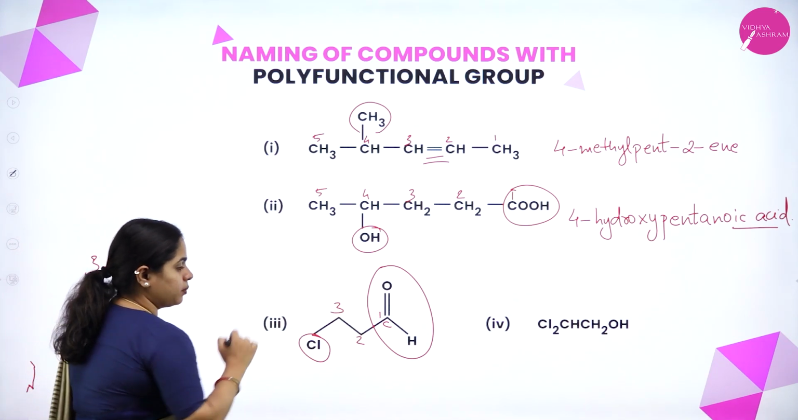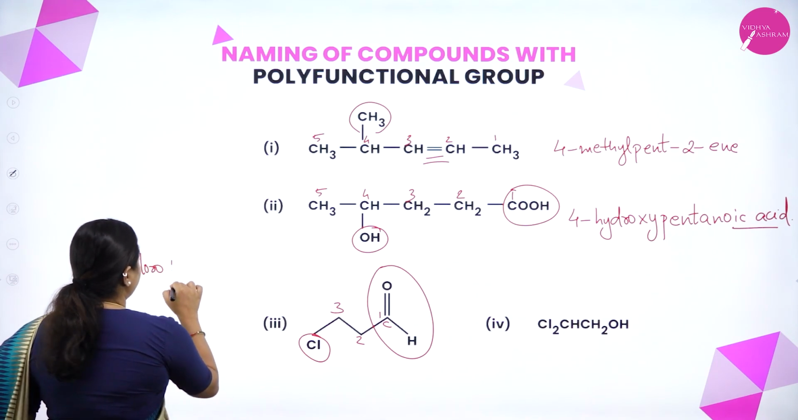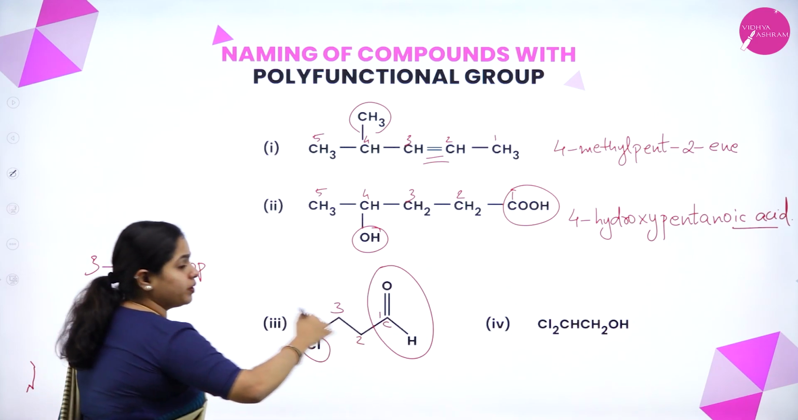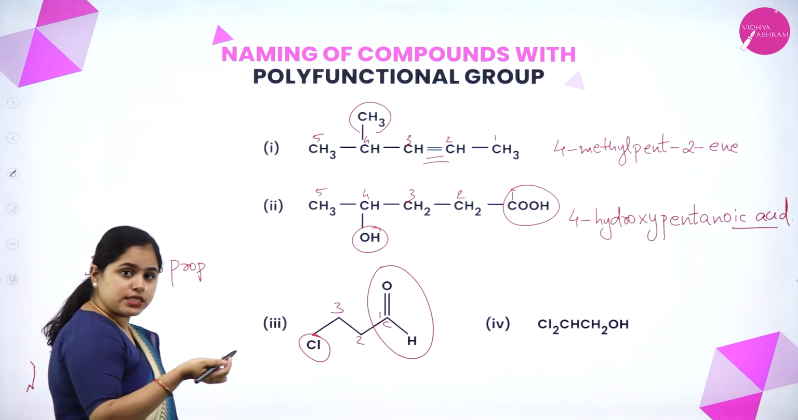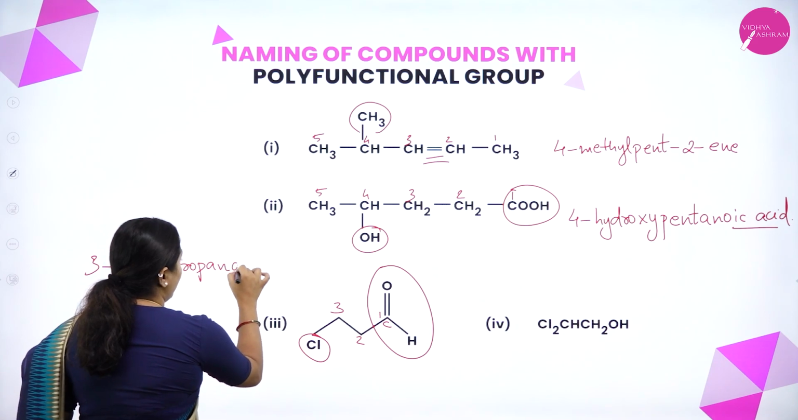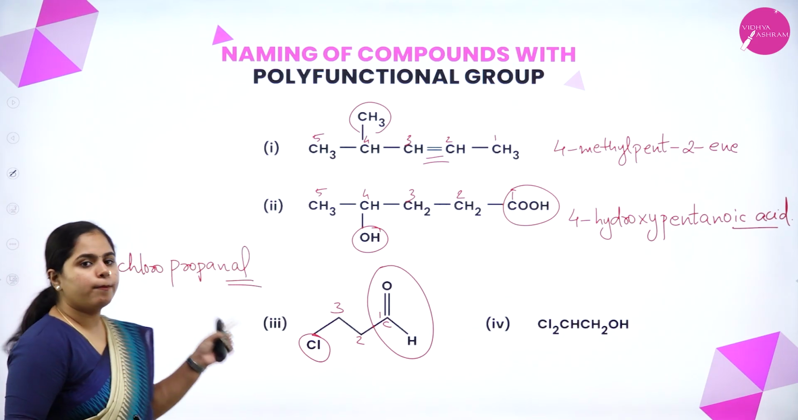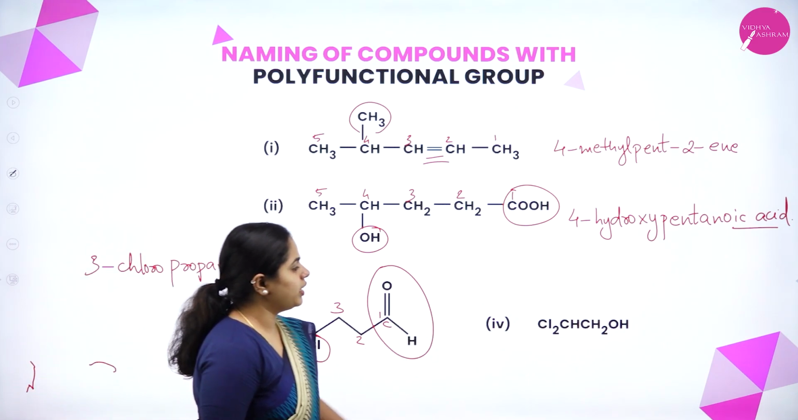And how many carbon atoms are there? 3. So the root word will be prop. Yes. And the functional group is aldehyde. So what will be the suffix? It is propanal. It will be "al", right? So it is 3-chloropropanal. Okay, now moving on to the last one.